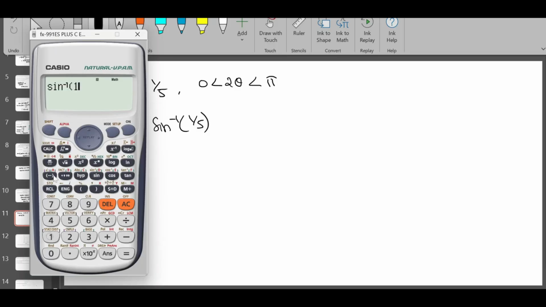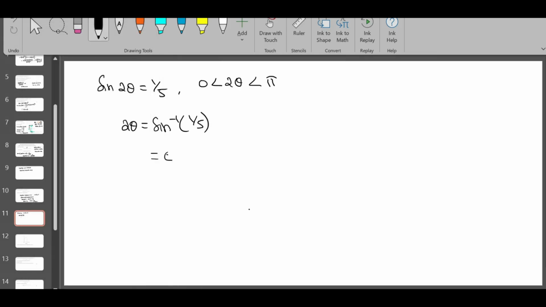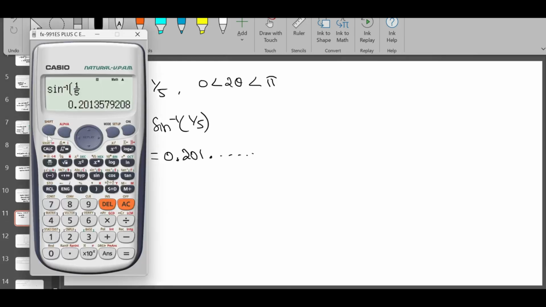Sine inverse of 1 over 5. Okay. 0.201 dot dot dot. Do not round the figure. You can only round the figure at the end when you write the answer. So I'm going to store this value as a.